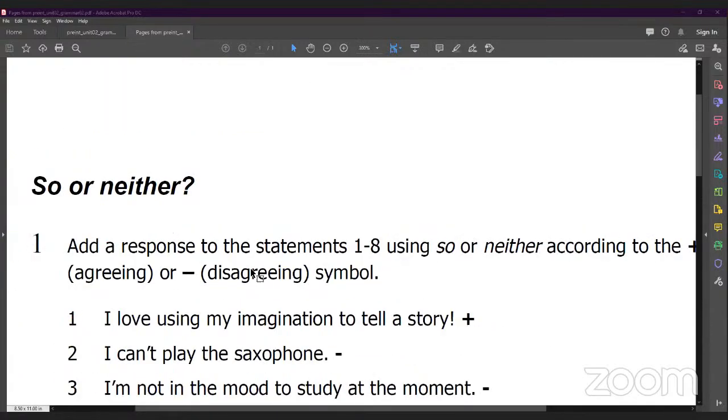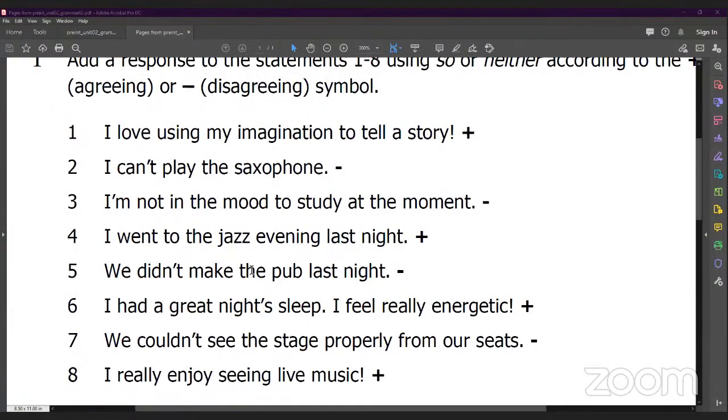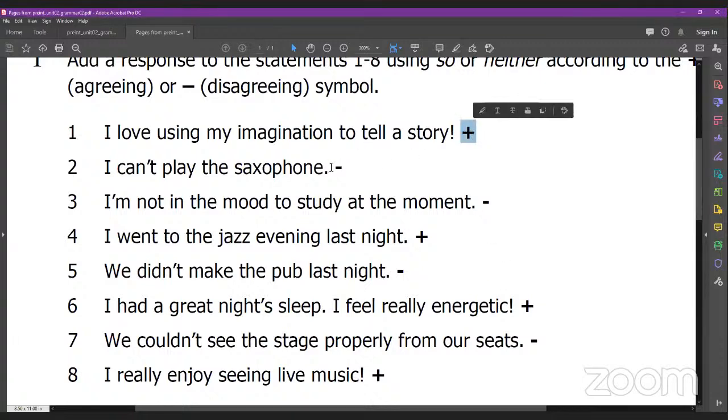Look, so or neither. Well, in these exercises, it's pretty easy to understand because you have the symbol plus or the symbol minus. Plus is positive. And when you say plus, positive, agreement, positive, so. Negative, neither. All right? It's pretty easy to carry out this one. So read carefully the sentences, identify the structure of the tense in this case. So complete with so or neither. That is the activity number 1.